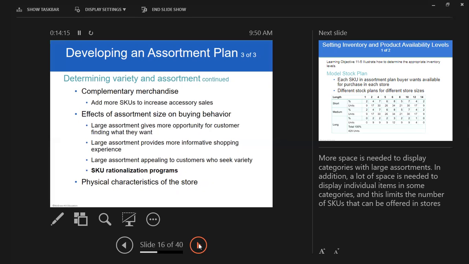And then the physical characteristic of the store also plays an important role. Because when the store is small, it's quite difficult for the customer to move around and also to look and enjoy the touch and the feeling of the product.